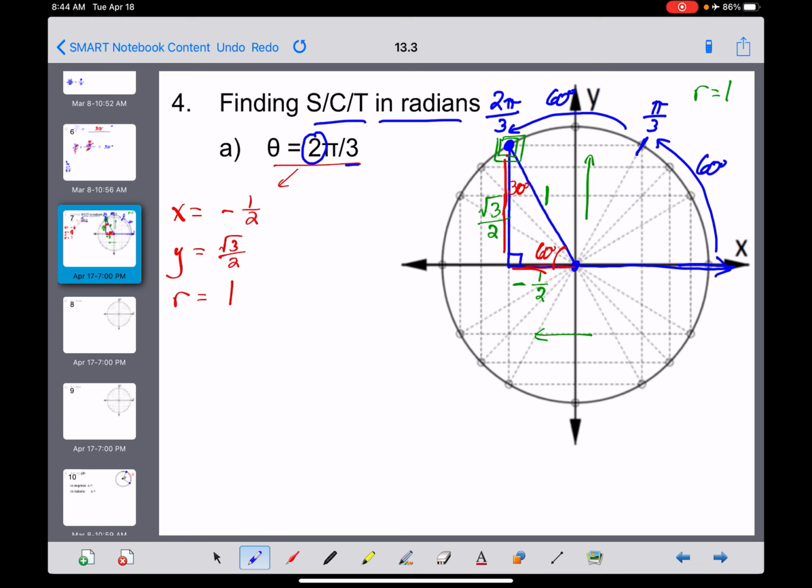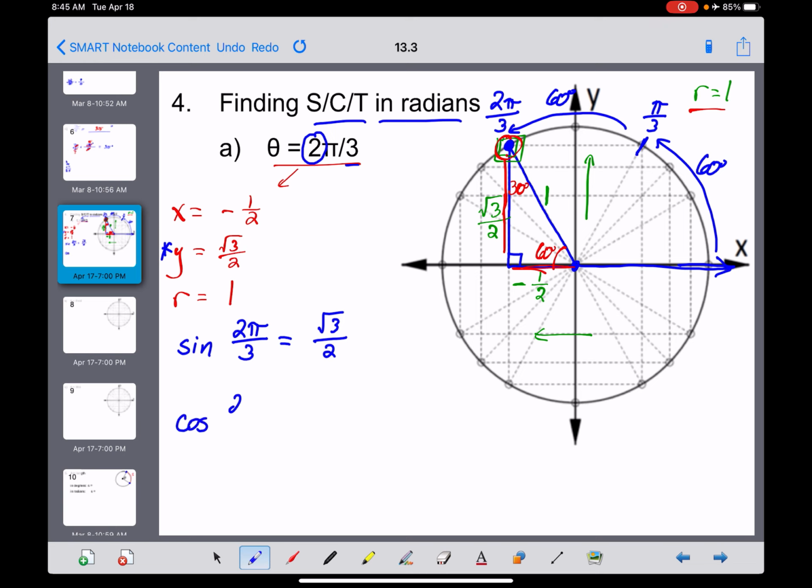And now that we know the x-coordinate and the y-coordinate at this point right here, that's what we just found, and we know, of course, that the radius is 1, this should be relatively simple to find, for starters, the sine of the angle 2 pi over 3. The XYR definition that we learned about of sine back in 13.2 is that sine is y over r. But since r is 1, since we're on a unit circle, sine is just your y-coordinate right here, which is √3 divided by 2. Done.